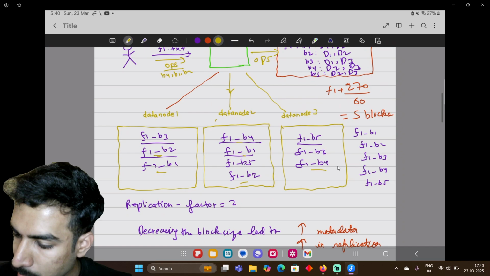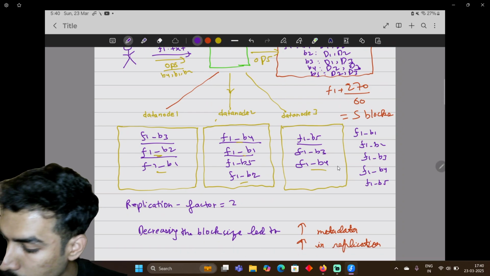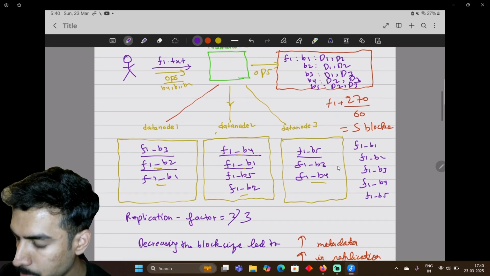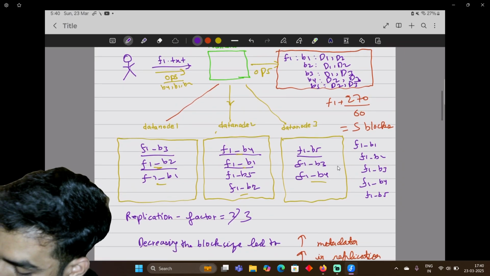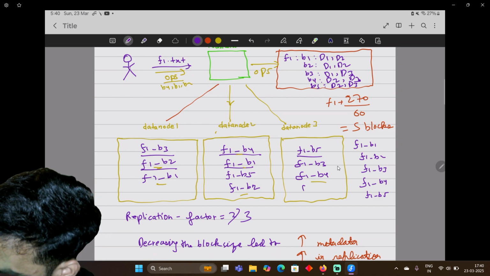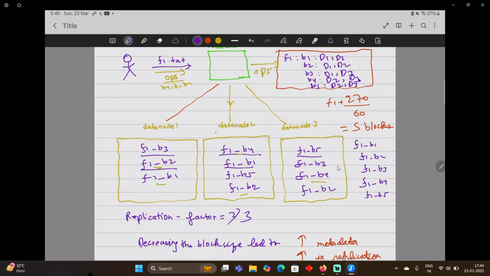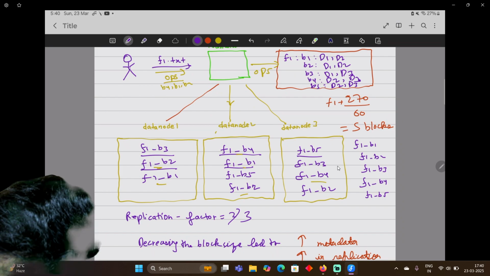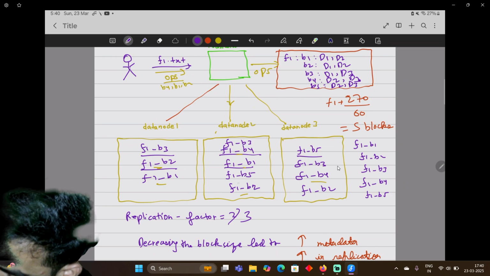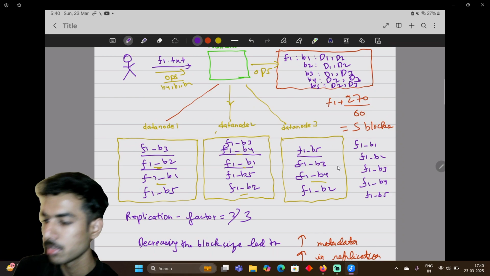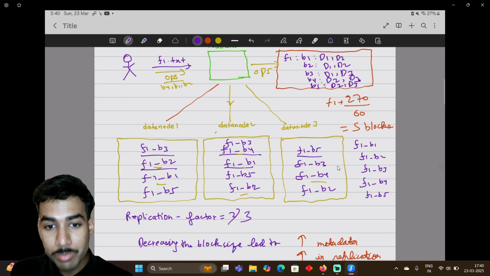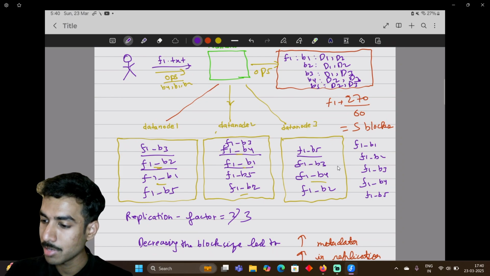Let's say if my replication factor in some case was not 2 and 3, then you just think what horrible things could have happened here. B2 we would have to replicate again, where B2 was here, B2 was here, now B2 comes also here. B3 was here, B3 was here, now B3 has to come here also. And B5 was here, B5 was here, now B5 has to come here also.